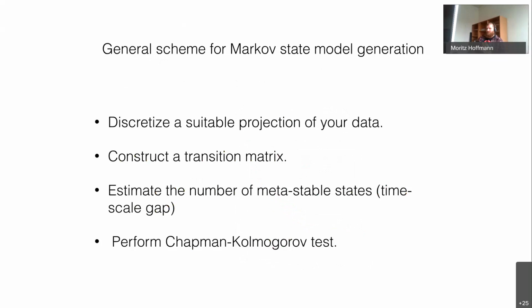Okay, so in general, summing up, you would first project and discretize your data, and from that construct a transition matrix. Then from the transition matrix, you can look at the processes by making a spectral decomposition, an eigenvalue decomposition, and looking at timescale gaps to find a reasonable cutoff. Based on that, we can also do a Chapman-Kolmogorov test to see whether our data was actually Markovian, or whether we need to increase the lag time.